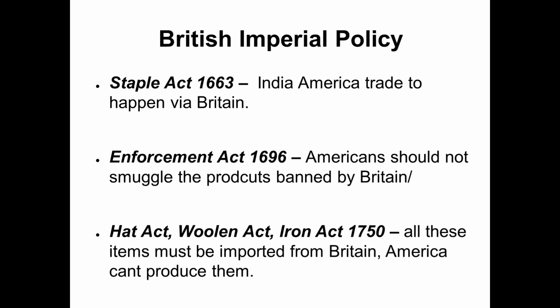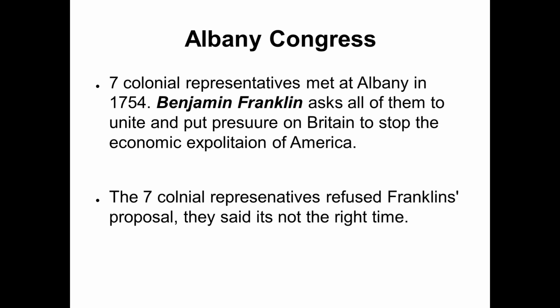So the seven colonial representatives met at Albany in 1754, and Benjamin Franklin, the famous leader, asked all of them to unite and put pressure on Britain to stop the economic exploitation of America. And the seven colonial representatives refused Franklin's proposal. They said it's not the right time. Franklin wanted them to unite against Britain. They said no. Why? The word pressure is wrongly spelled here. So why did they say no?